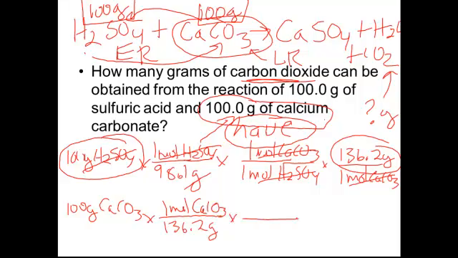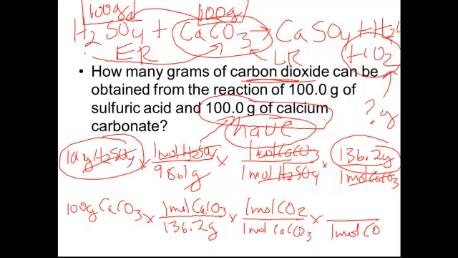And then again, balanced equation, 1 mole of CaCO3, and then here's our CO2 over here. It's going to make 1 mole of CO2. And then 1 mole of CO2 has a mass of 44 grams. So now we take 100 divided by 136.2 multiplied by 44 equals 32.3 grams.